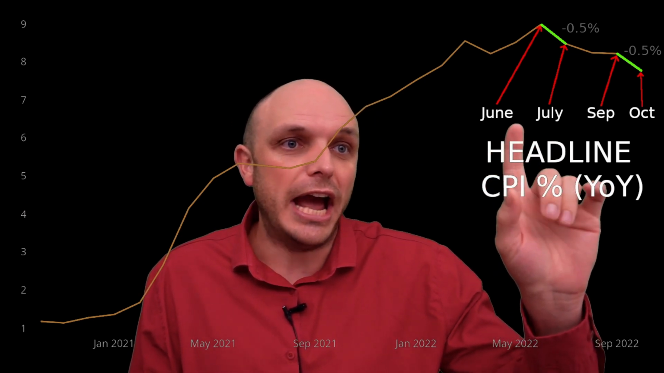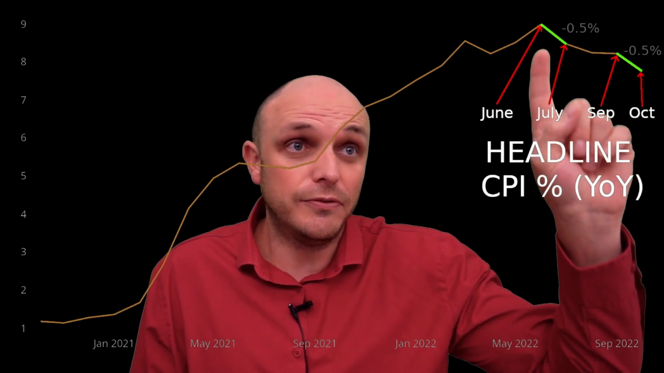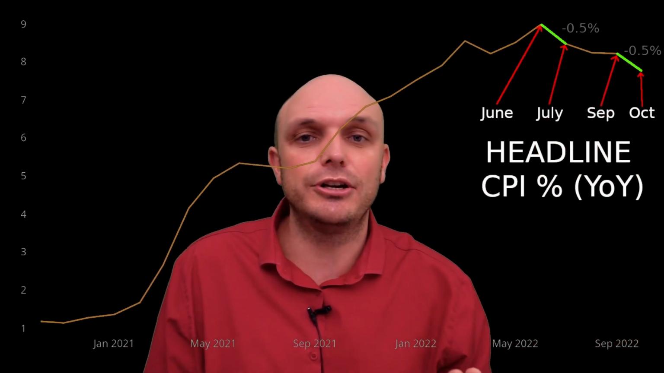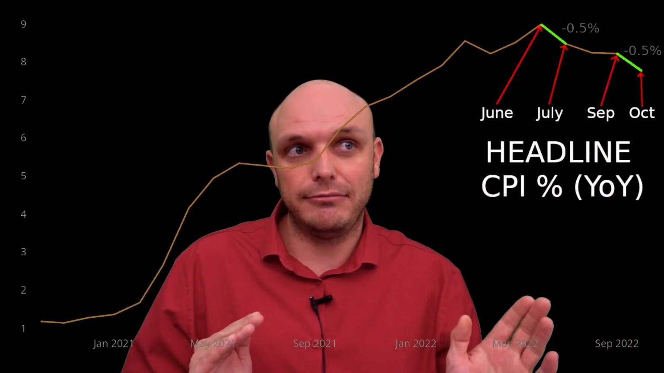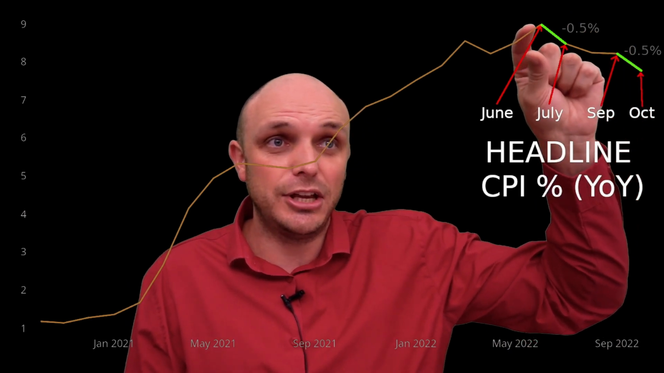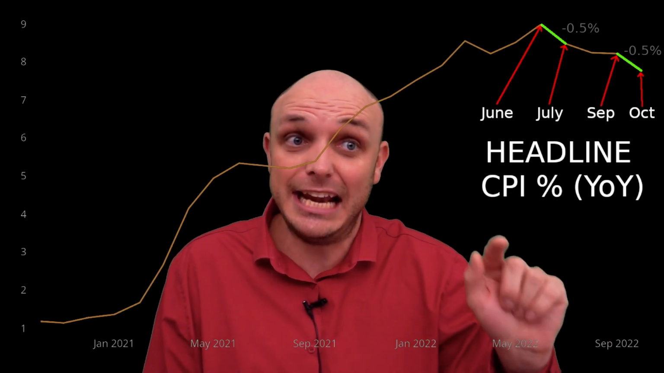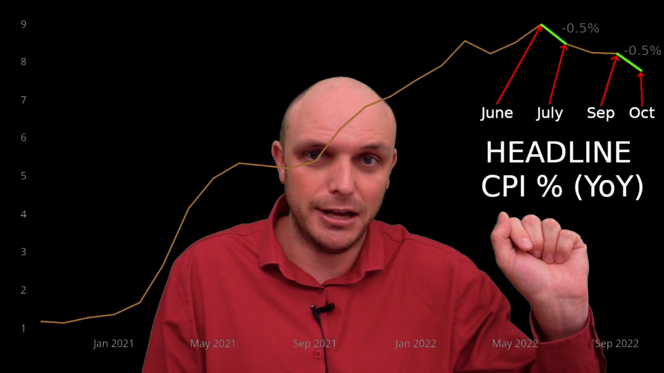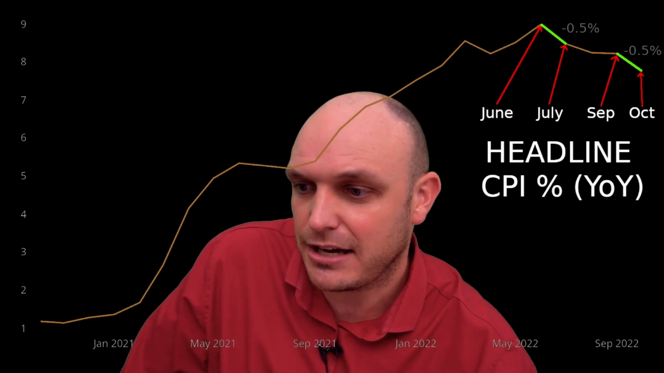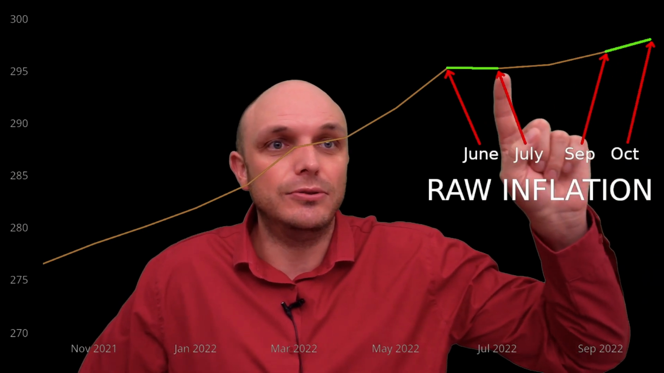Let's look at this chart. Let's look at June and July this year and September and October. If you look at these 2 months, it almost looks like inflation came down the same amount. It was roughly 0.5% that inflation came down here and here. So you would say that what happened to inflation between June and July this year is exactly the same as what happened between September and October. But let's look at actually raw inflation. If you look at raw inflation, look at the angle difference between these two lines.